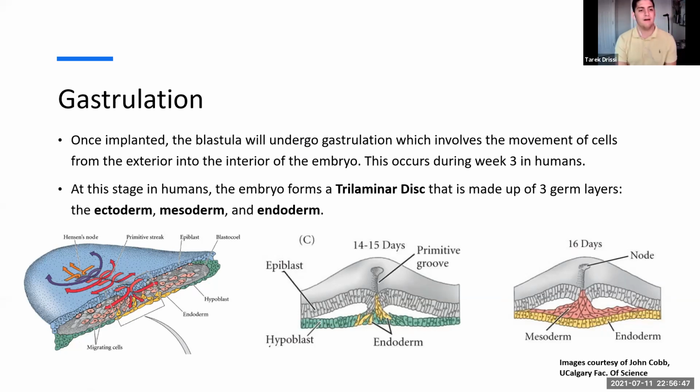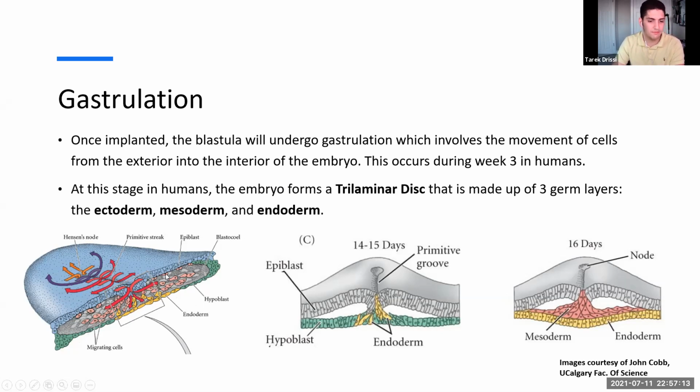Three weeks after fertilization happens, we get these cell movements occurring, which will more define the parts of the embryo. At this stage in humans, the embryo forms what's known as a trilaminar disc that is made up of 3 germ layers, the ectoderm, mesoderm, and endoderm. I'll talk about those on the next slide.